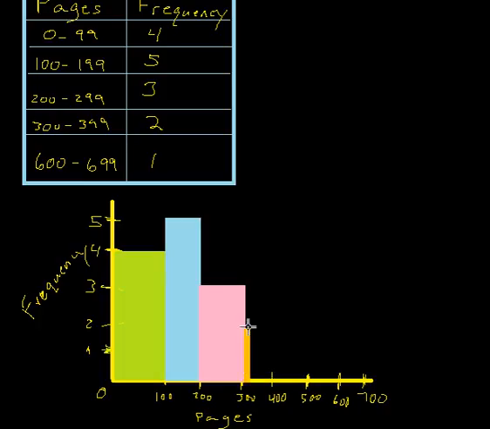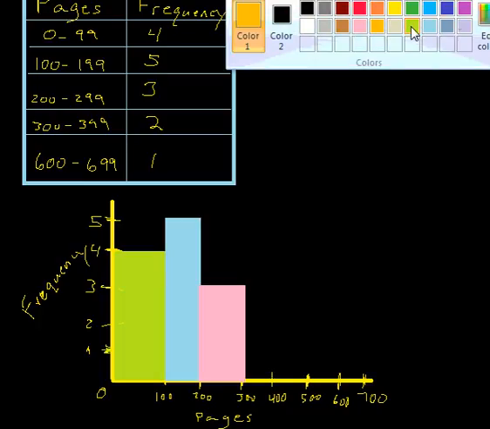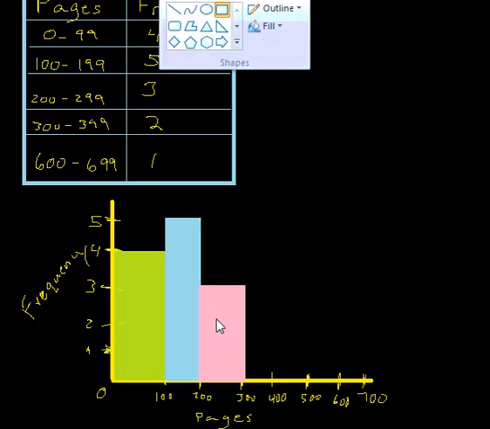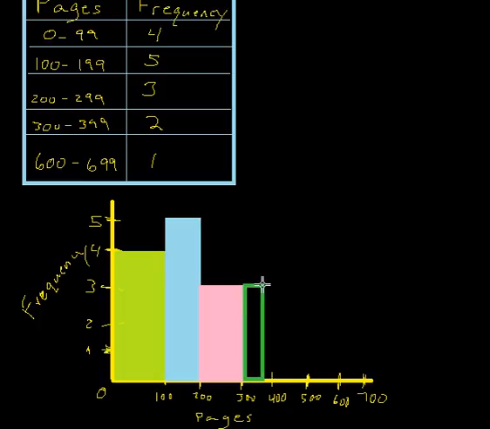That color's not going to come out too well. I'm going to go to a dark green here. So between 300 and 400, again, guys, nobody read between 300 and 400. No, I take that back. 300 to 399, we had two people. So throw that shape down. 2 people.